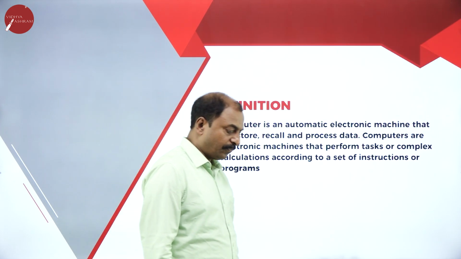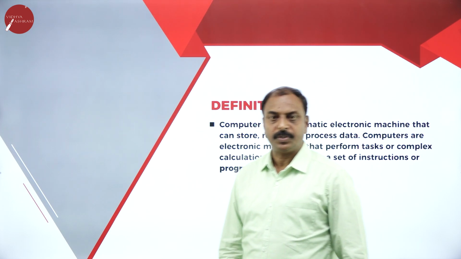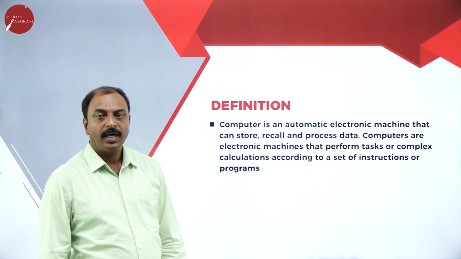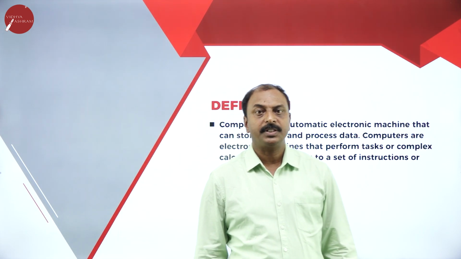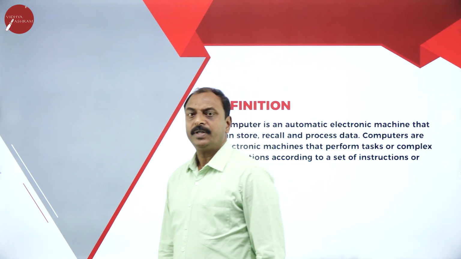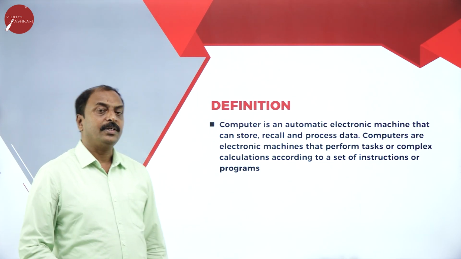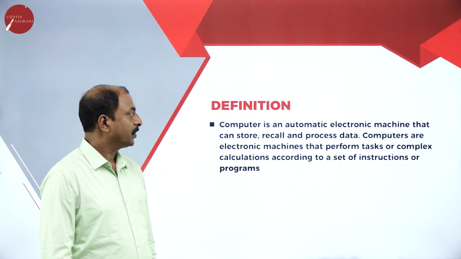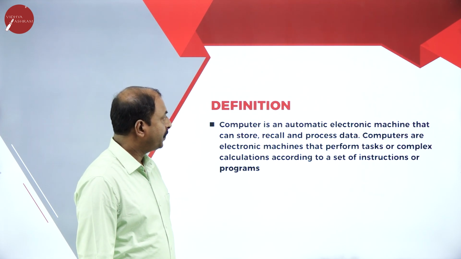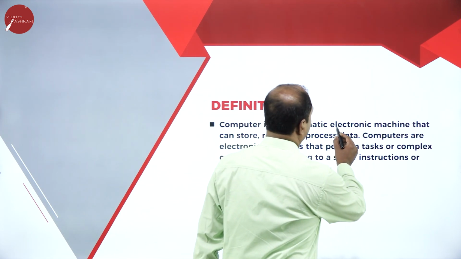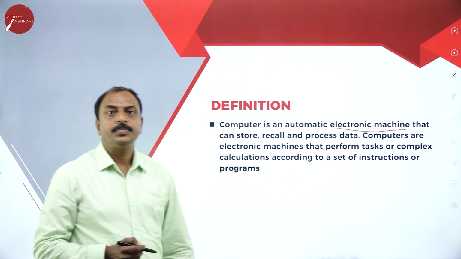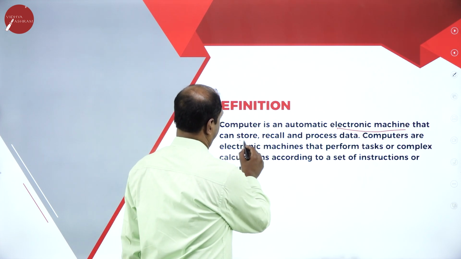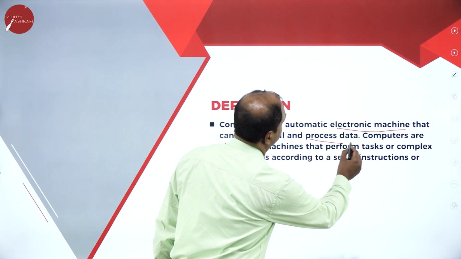Now, let us start with the basic definition of computer. Students, nowadays all of you are aware of computer system, and most of you have used it effectively. Now, let us start learning the theoretical part. The definition of computer system: what is a computer? A computer is an automatic electronic machine, and it can store, recall and process the data.